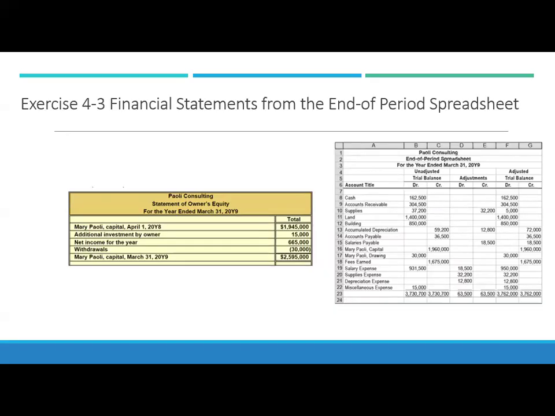And then our withdrawals come straight from our withdrawals account, Mary Paoli drawing account, a debit of $30,000. And then we have our ending capital balance of 2,595,000.